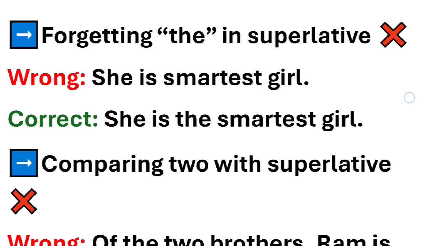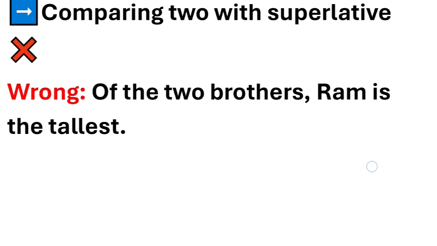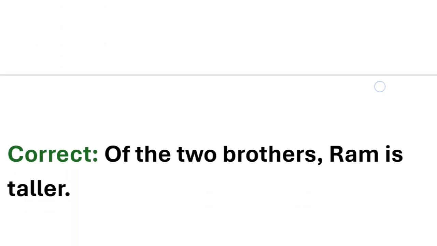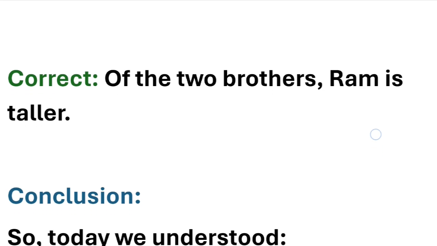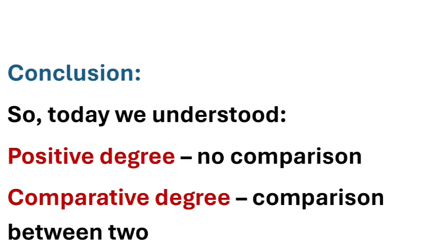Comparing two with superlative. So whenever comparison happens between two, we always have to use comparative form. So wrong will be saying of the two brothers, Ram is the tallest. No, the EST we don't have to use. That will be superlative. We have to use comparative when comparing between two. So correct will be saying of the two brothers, Ram is taller.